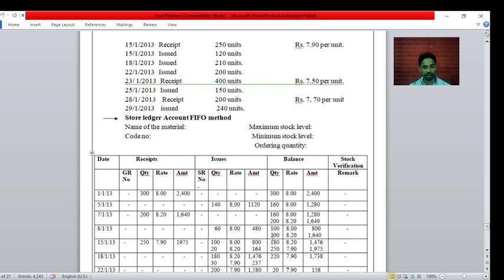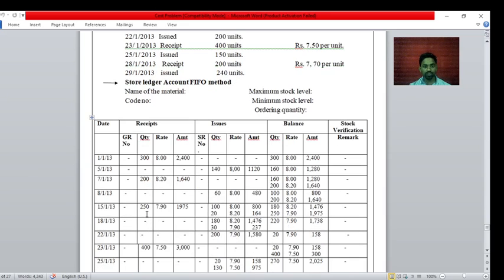Now the second lot remains, so this will be the first lot now. Out of this 200 units, still we have to take 20 units. Take here 20 units at the rate of 8.20, and the amount will be 164. Again on this date we have to maintain the record. In the earlier date the 100 was there as well as the 200 stock, but this 100 is finished and from this 20 units are finished. So the remaining is 180 units at the rate of 8.20.